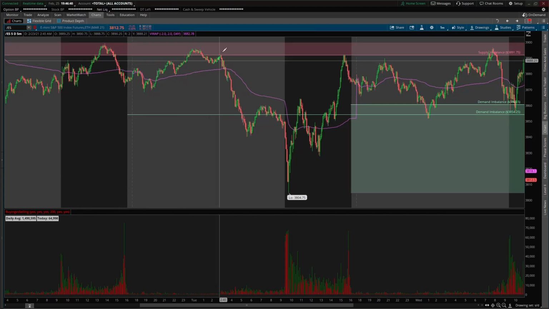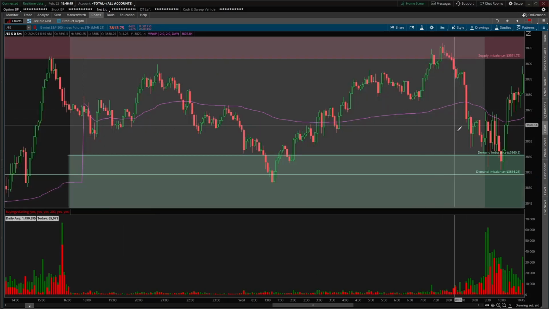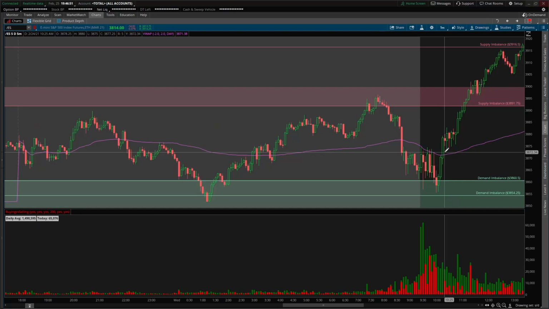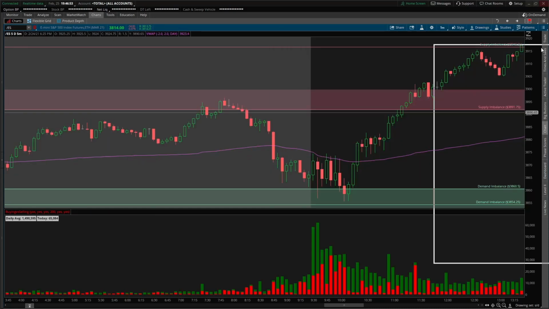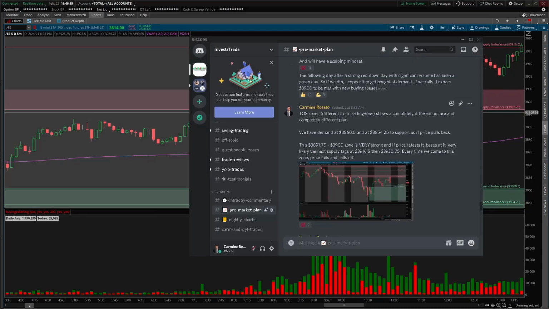The overnight session of the following day, we sold off. Going into the close, we sold off. Then before the market opened on Wednesday, we sold off from that zone. So very, very key area. And that's why I included it in the pre-market plan that if we got above 3,900, we got above the supply, I expect it to be met with new buying. Hence, we base out at it, we retest it, and the next supply will trade higher.